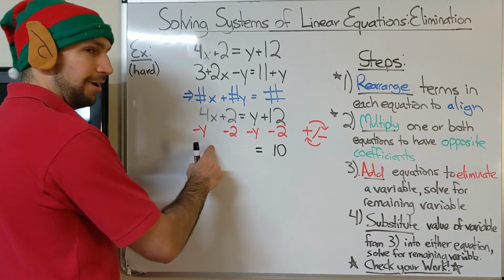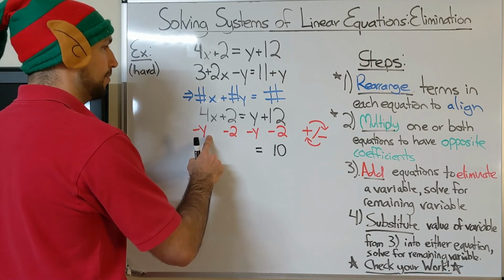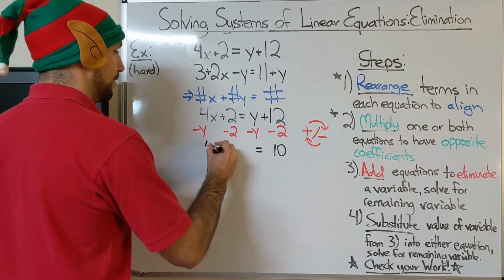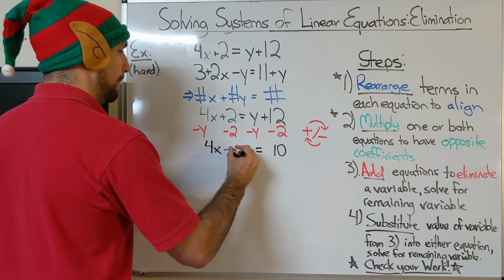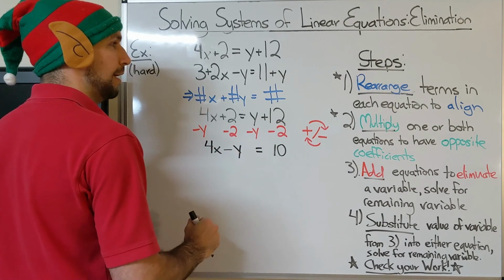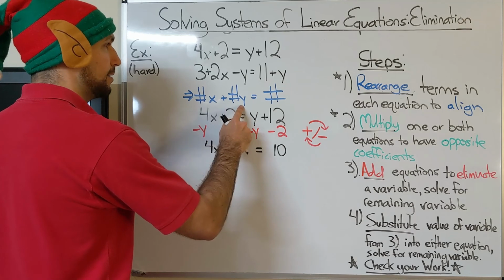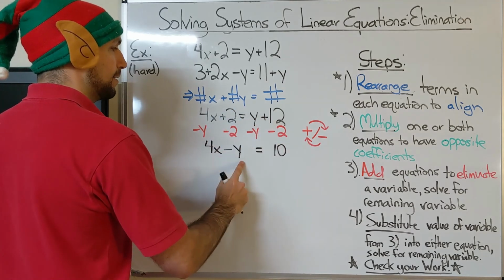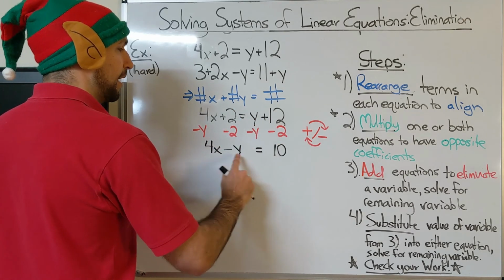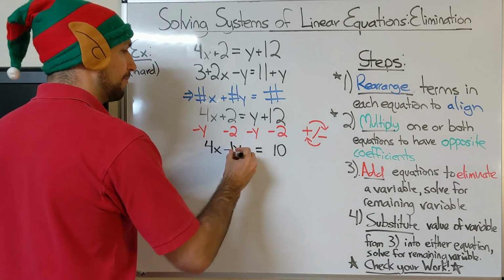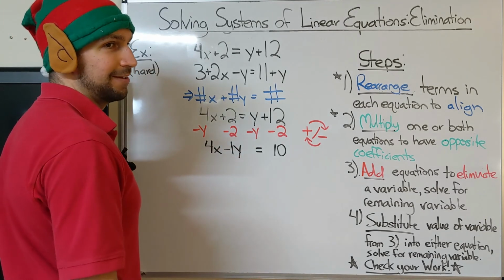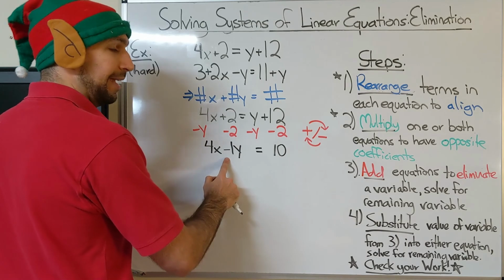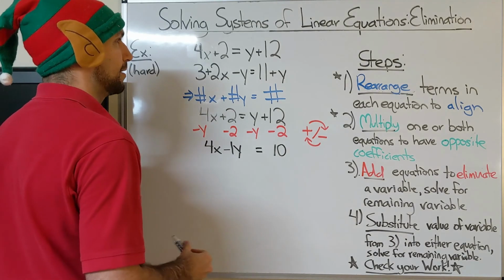On the left, these are unlike terms. X's and y's don't combine, so I'll simply be left with my positive 4x minus the y I subtracted. And now it looks like number of x's, number of y's, number. If it helps you, you can put a 1 in front of this y to remind yourself that it has an invisible coefficient of 1, or in this case, negative 1 y's.